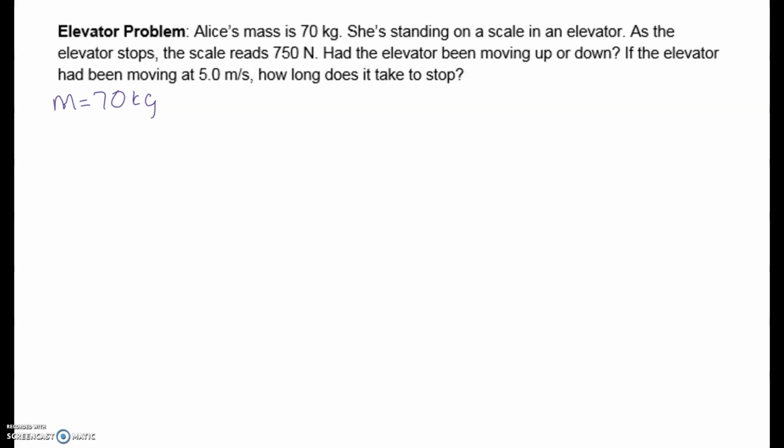Okay, so this is what a scale reads. Now, this is a bathroom scale. Bathroom scales measure the normal force. I like to think of scales as normal meters. Bathroom scales read the normal force. So the normal force here is 750 newtons.